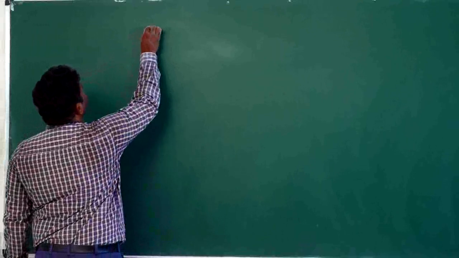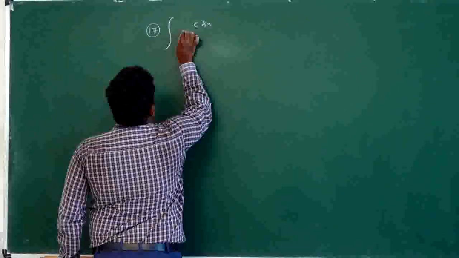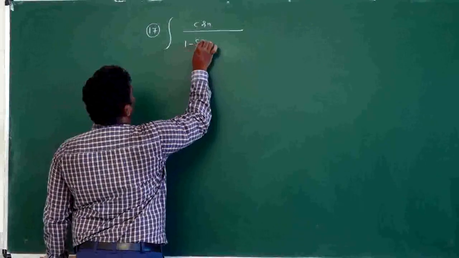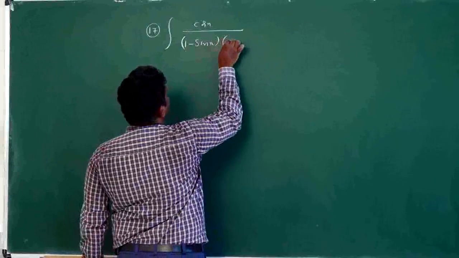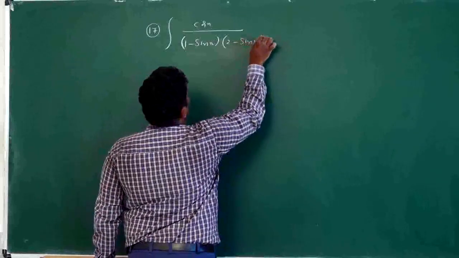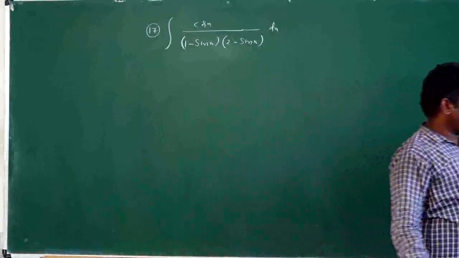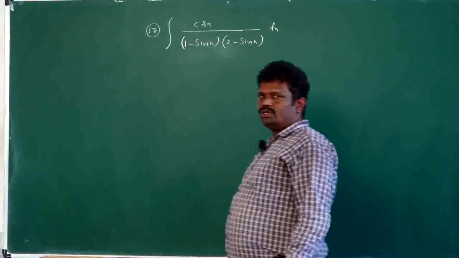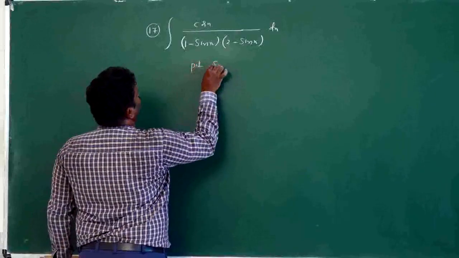Right, 17th sum: integral cos x by 1 minus sin x into 2 minus sin x into dx. Okay? So integral cos x by 1 minus sin x into 2 minus sin x into dx. So here also we take substitution, put sin x is equal to t.